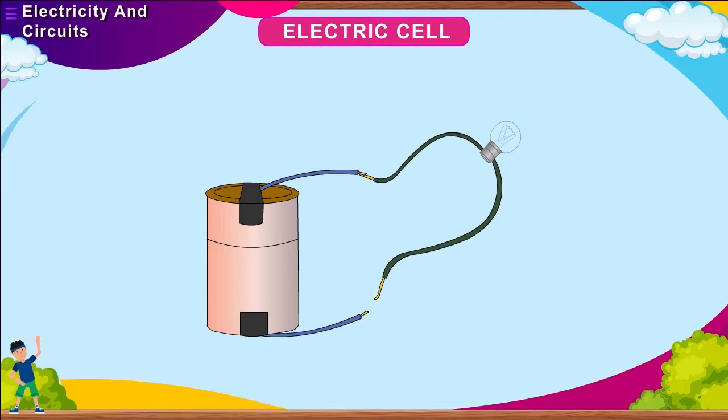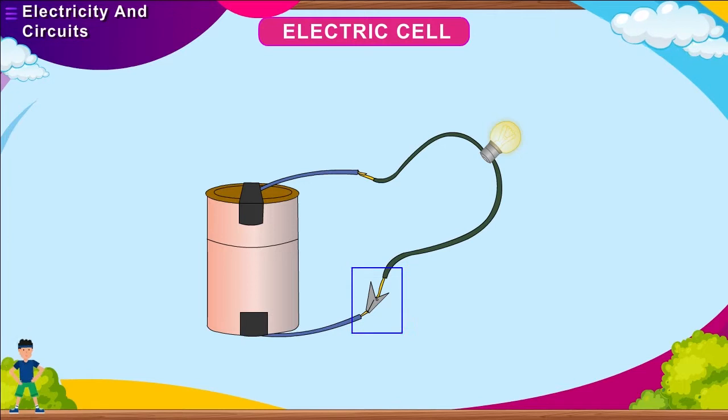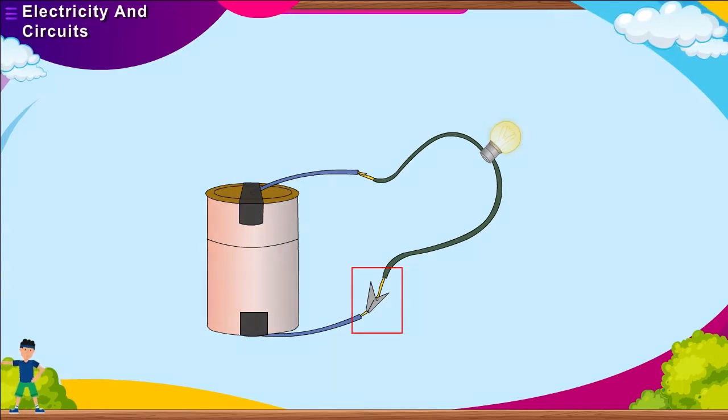As soon as you connect the free metal ends of the wires with the aluminium clip, the bulb will glow. Here, the aluminium clip is working as a switch. You can put your bulb on or off position by connecting or disconnecting the free ends with the clip.